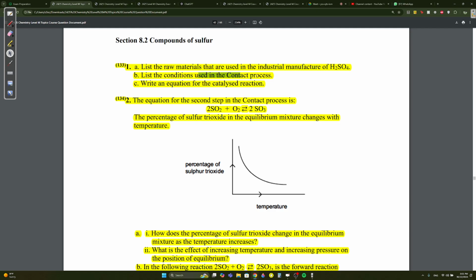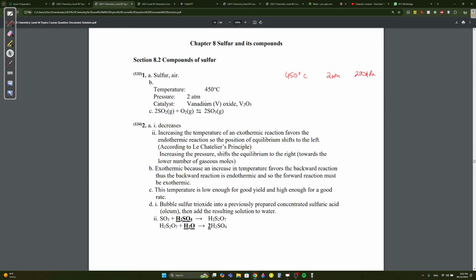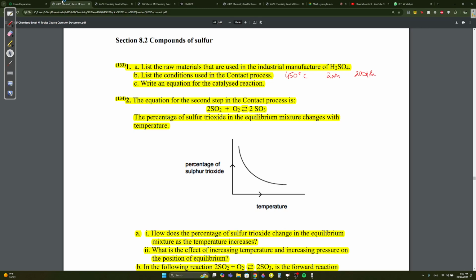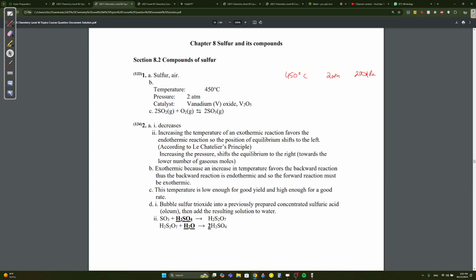List the conditions used in the contact process. The conditions used in the contact process are 450 degrees Celsius and 280 M. If it was in kPa, it would be 200 kPa. Okay. And did they say catalyst? Yeah, okay. The catalyst used is vanadium 5 oxide.